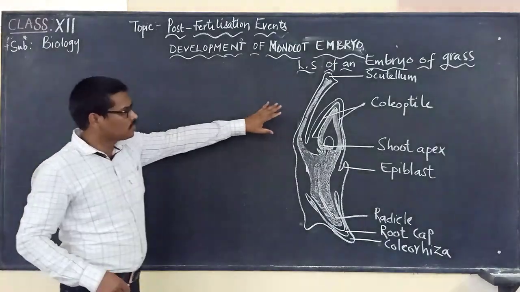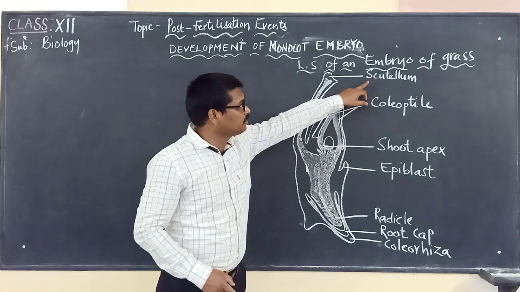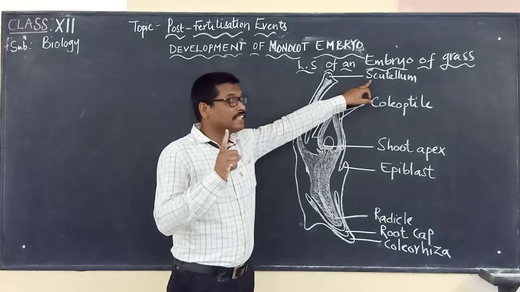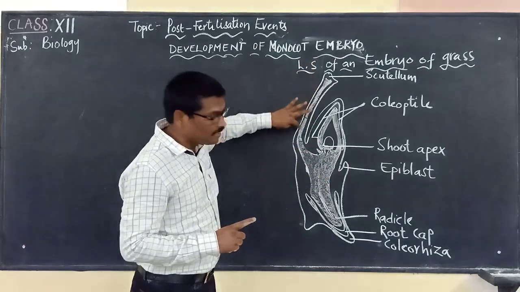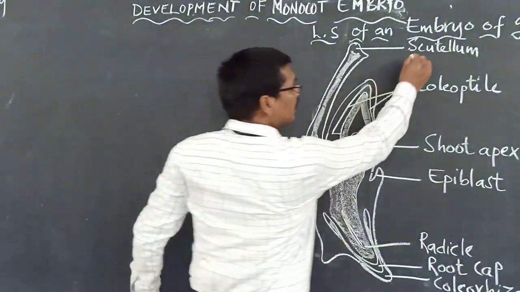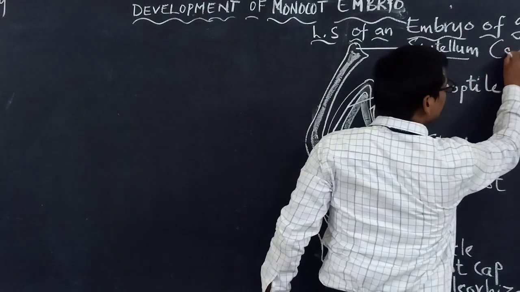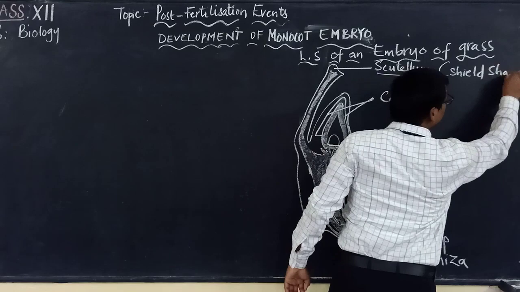So here, if you are seeing the scutellum, it is nothing but a cotyledon. There is only one cotyledon, the scutellum, which appears in a shield shape. Okay, shield shape, we say.